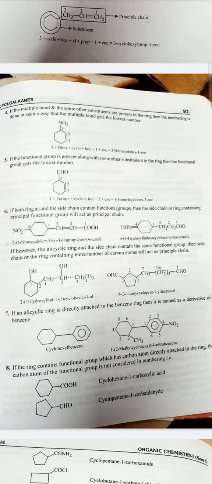Fourth point है, if the multiple bond and some other substituent are present in the ring, then the numbering is done in such a way that the multiple bond gets the lowest number. Fifth point है, if the functional group is present along with some other substituent in the ring, then the functional group gets the lowest number.